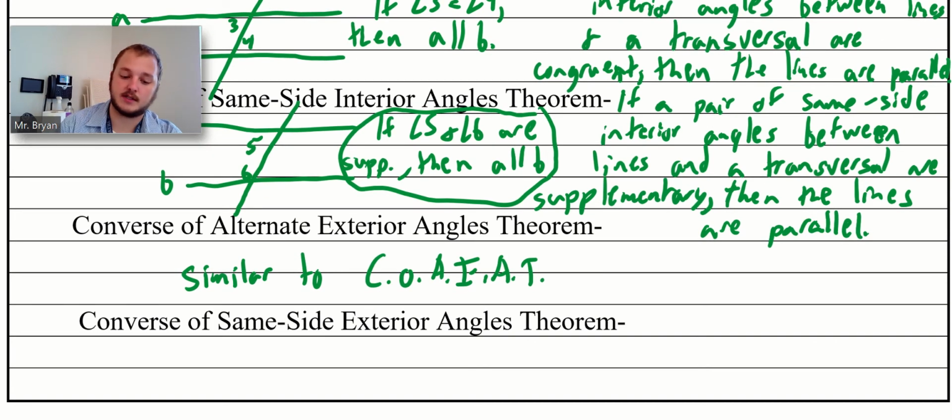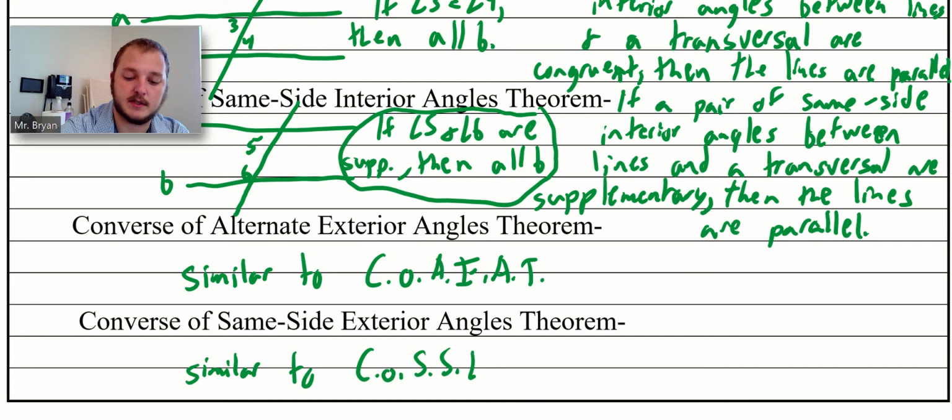And then the last one here, converse of same side exterior angles theorem. Very similar to what we've already talked about. So I'm going to say similar to converse of same side interior angles theorem. It's the exact same theorem. If I show that the exterior angles are supplementary, then I can say that the lines are parallel. The only thing I change is the word from interior to exterior.